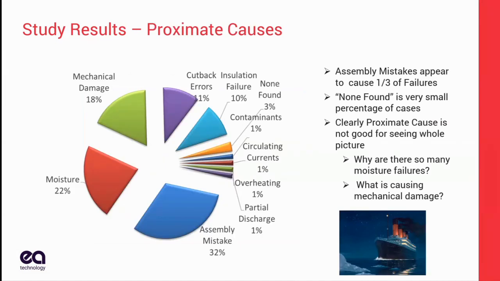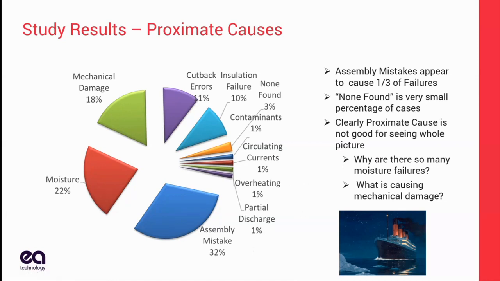Then we looked at the proximate causes, and proximate is, why did it fail right there? What did it write down? So these are the answers that the different scientists put on the reports. And I've got a little picture of the Titanic there. The Titanic sank because it's filled with water. That's the proximate cause of the sinking, is that it filled with water. Just like moisture, input, overheating, all these are proximate causes.